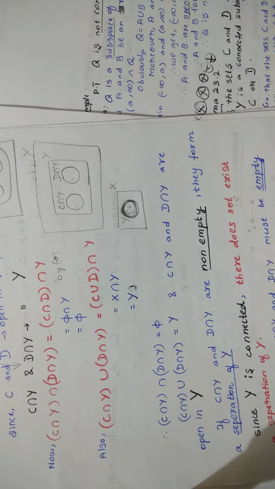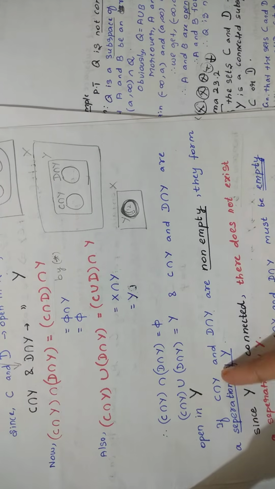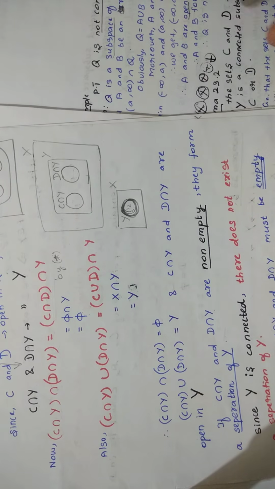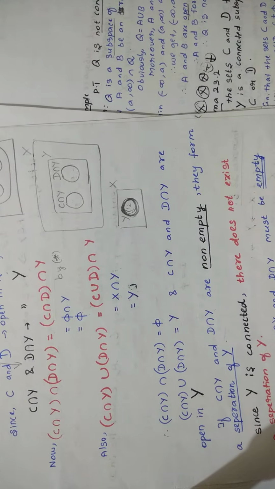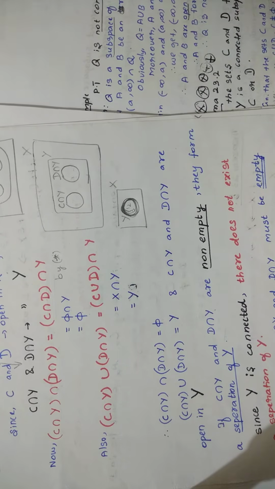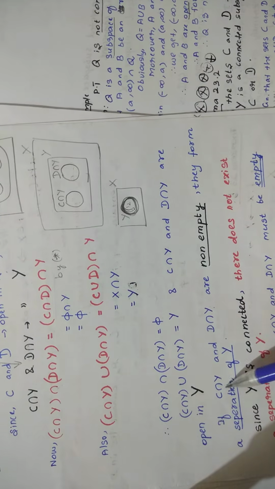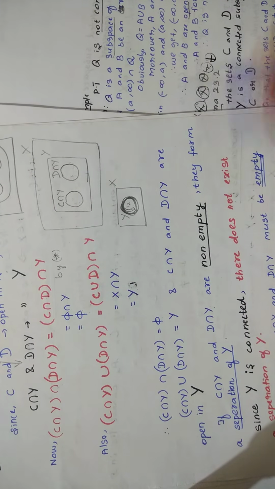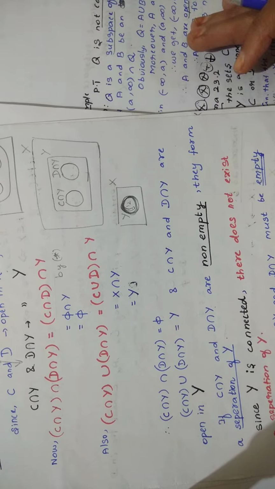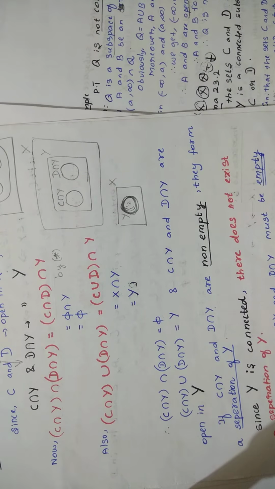If you say that C intersection Y and D intersection Y is non-empty, then what condition have you proved? Separation of Y condition you have proved. Because by the definition of separation of Y, all the conditions in the definition are getting satisfied. If this also gets satisfied, that is C intersection Y and D intersection Y is non-empty, then the separation of Y condition is satisfied. Okay, that is not possible. That should not happen here.